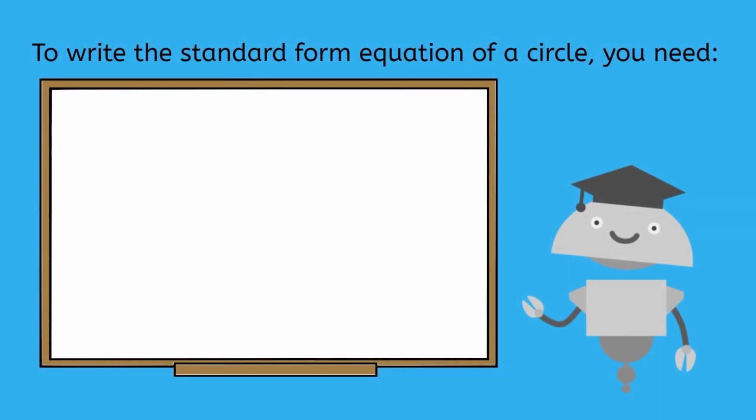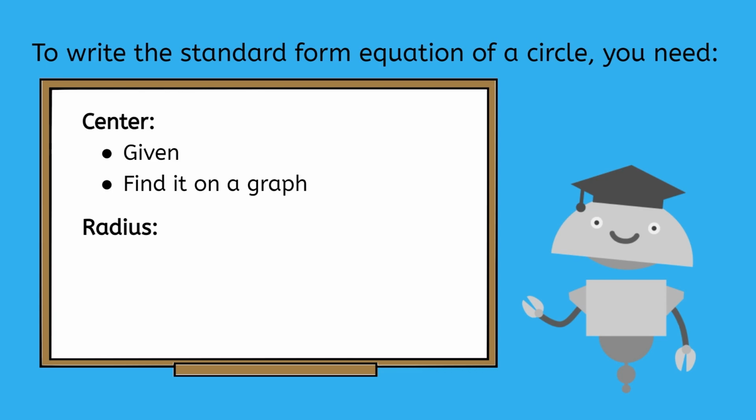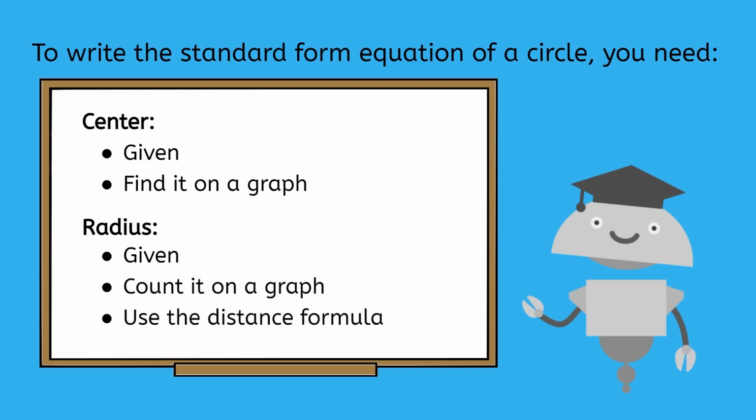To write the standard form equation of a circle, you need the center and the radius. Be on the lookout for the different ways you can find this information. The center could be given in the problem, or you could find it on a graph. For the radius, it could also be given. If it's a whole number, you might be able to count it on a graph, or you can always use the distance formula between the center and any point on the circle. Keep all of this in mind as you move into your practice game.